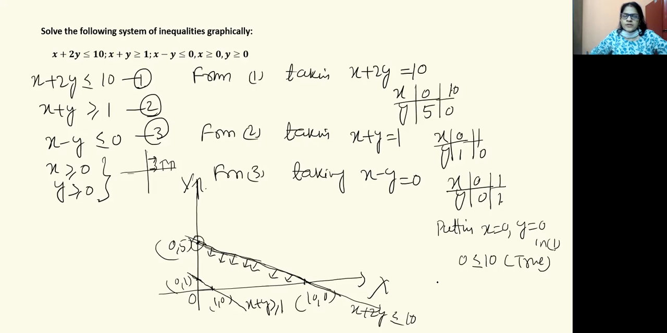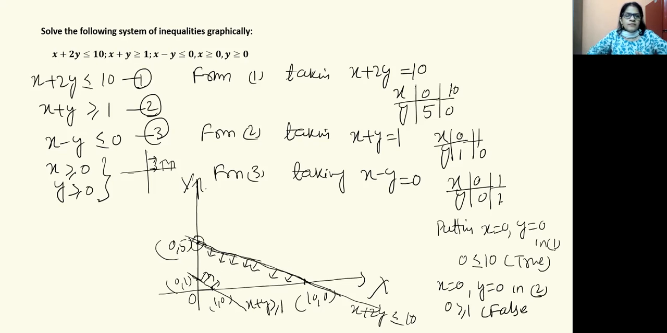So you put (x=0, y=0) in equation 2. So 0 plus 0, 0 greater than or equal to 1, it is false. So the solution will not be coming towards the origin. It means it will go to the outside of the origin, away from the origin. Arrow mark, small arrows with pencil.